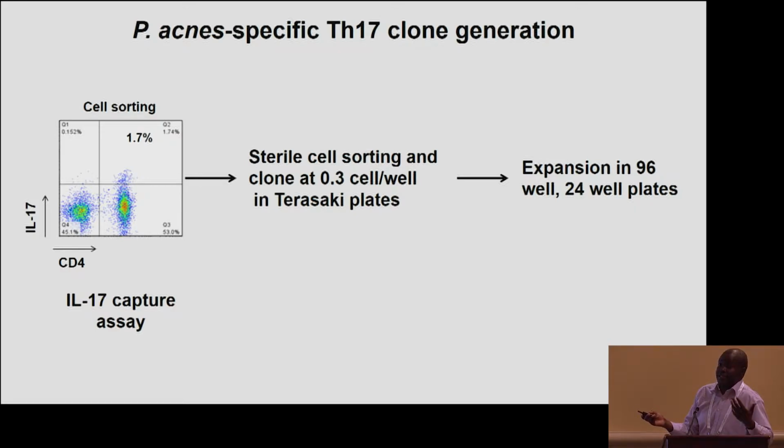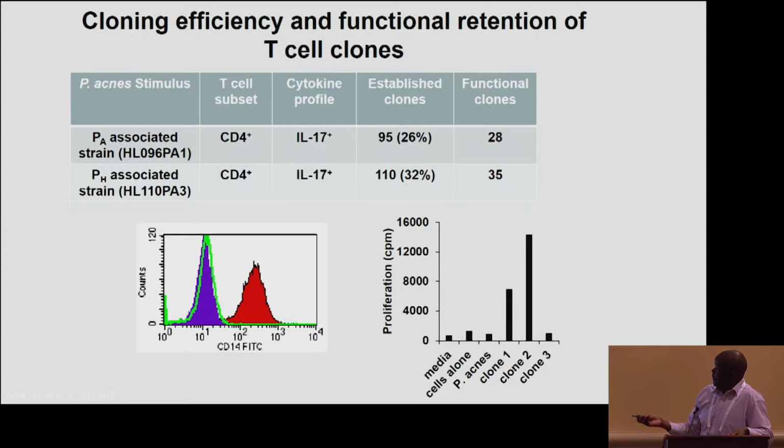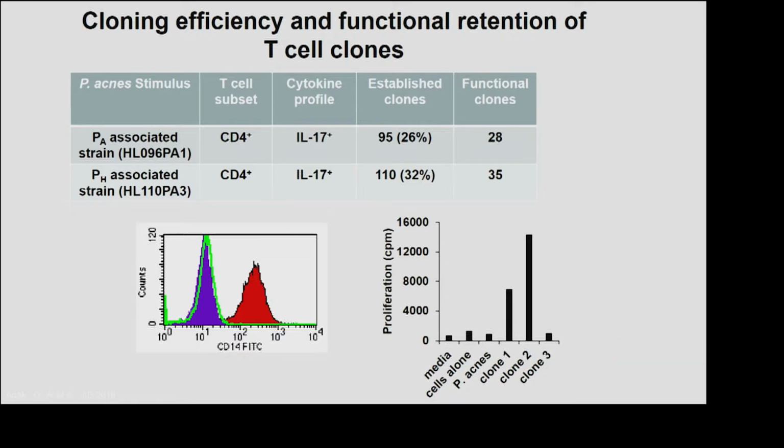Basically what we're doing is taking the acne and the healthy-associated strains, stimulating PBMCs, and then selecting for a double-positive population of cells expressing CD4 and secreting IL-17. We do sterile cell sorting, and then we expand these clones in culture. We're able to get clones with cloning efficiencies between 26 and 32%, and we test for the specificity of these clones in T-cell proliferation assays.